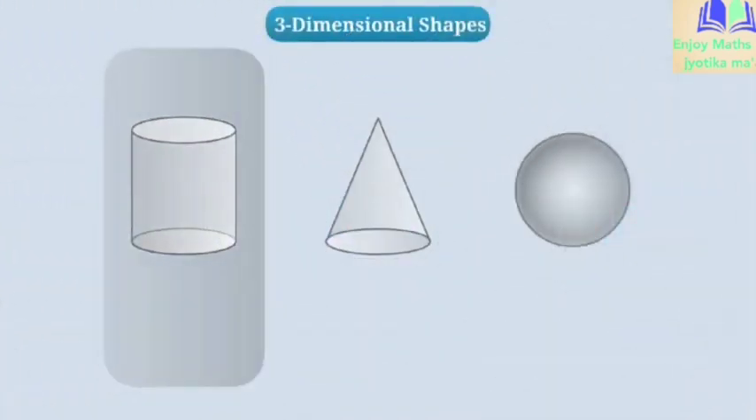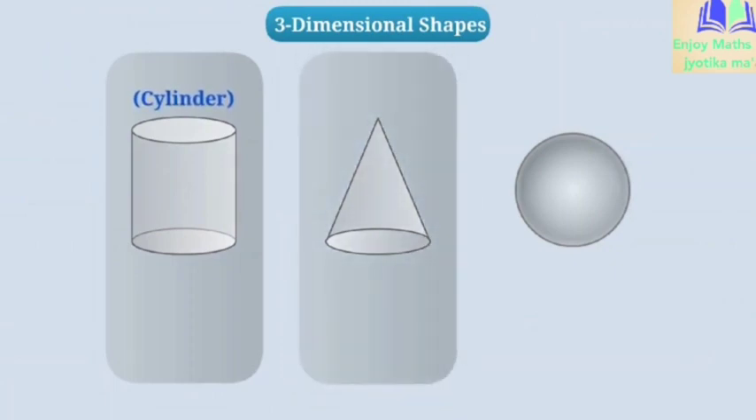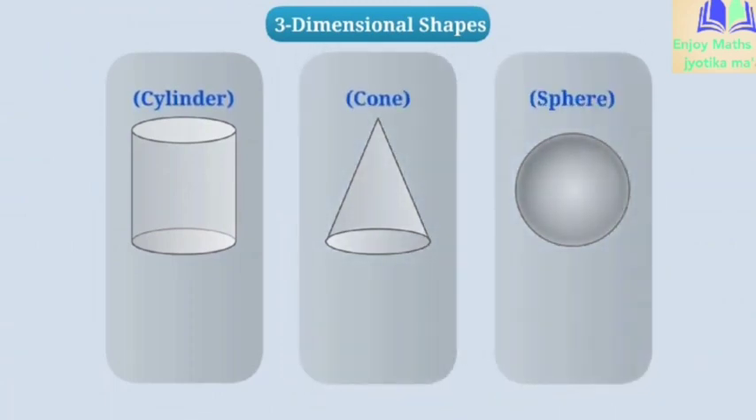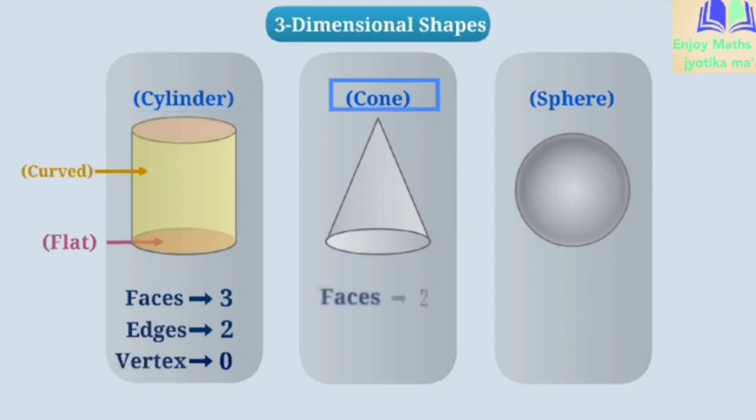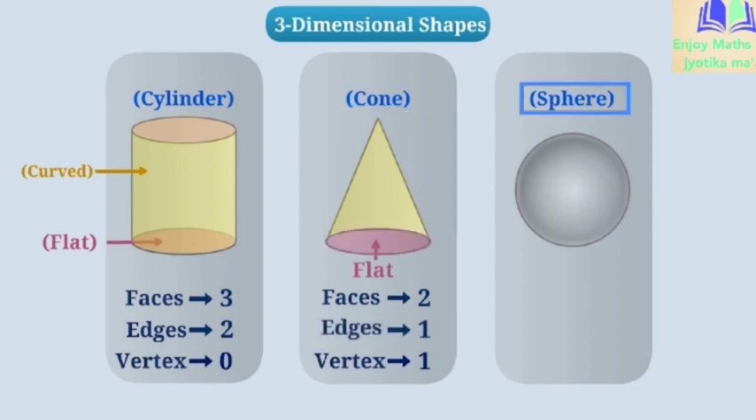Now look here. This is a cylinder. This is a cone and this is a sphere. As you can see, there are 3 faces in the cylinder, which has 2 flat faces and 1 curved face. In this, we also see that there are 2 edges, but there is no vertex. The cone has 2 faces, out of which one is flat and the other is curved. Similarly, it has a vertex and an edge. Talking about the sphere, it has one face, but it doesn't have an edge or a vertex.